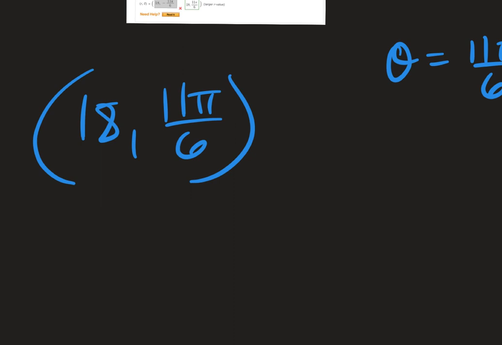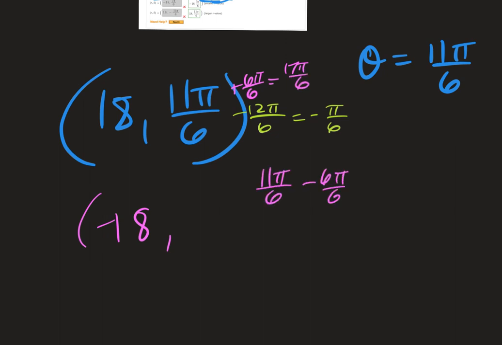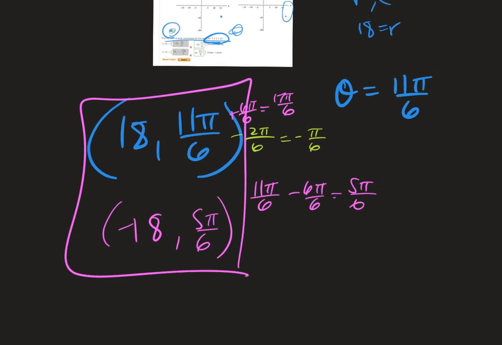I can't add 2 pi to this. It would be too big. If I subtract 2 pi from this, it would be negative. It's too small. So then my other option is change the sign. So it would be negative 18. If I add pi, again, add 6 pi over 6, and I get 17 pi over 6. That's too big. So 11 pi over 6 minus 6 pi over 6, 5 pi over 6 is the only other option that works. Those two would have been your answer.